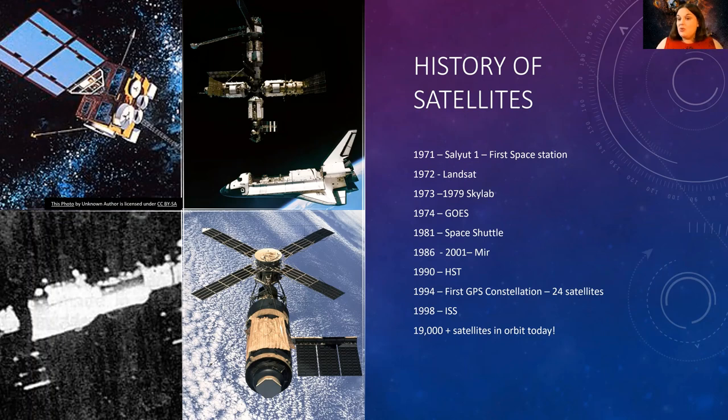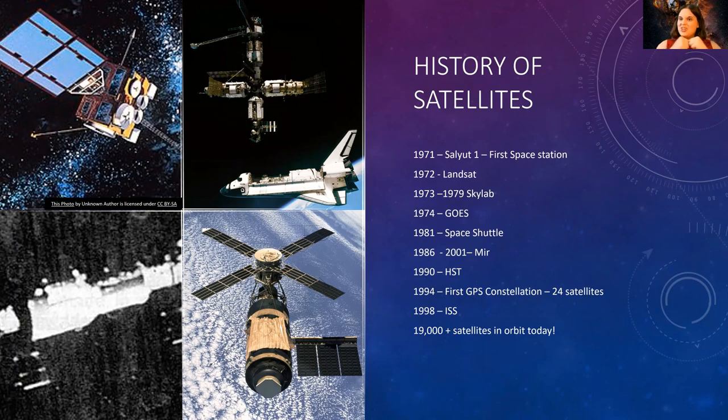In 1981, we had the space shuttles developed so that we could send multiple people up into space rather than having to depend upon a Saturn V rocket. From 1986 to 2001, the Mir space station was in operation. And that's where we did a lot of collaboration with Russia to be able to understand space. So it was the first endeavor of having international collaboration.